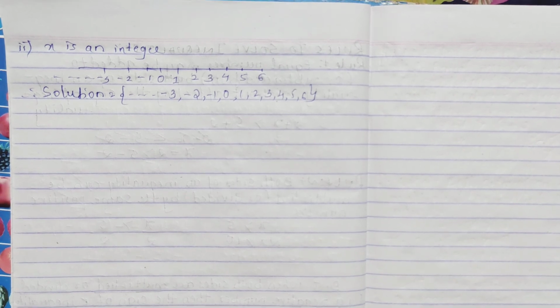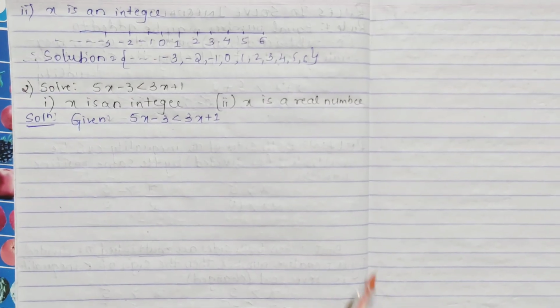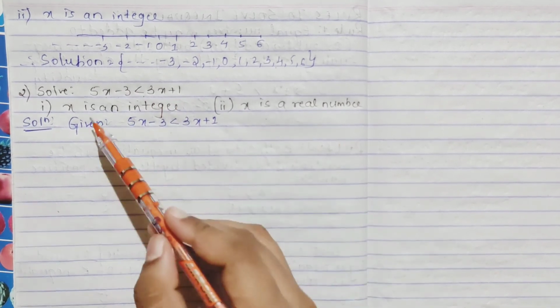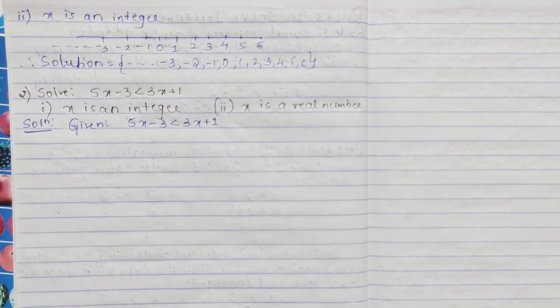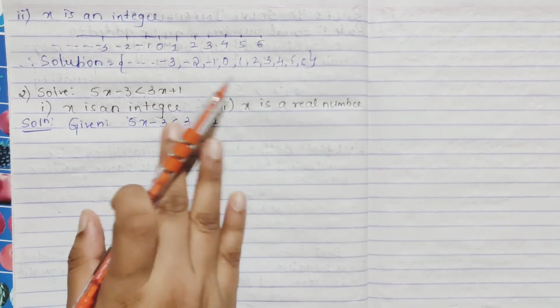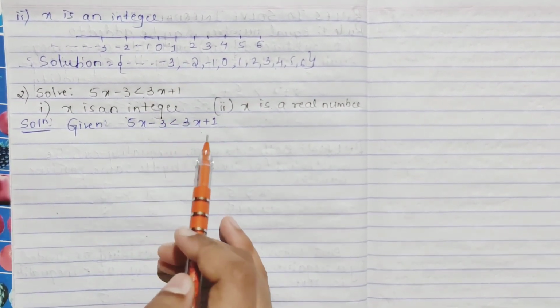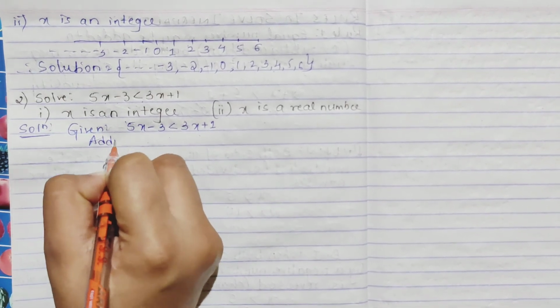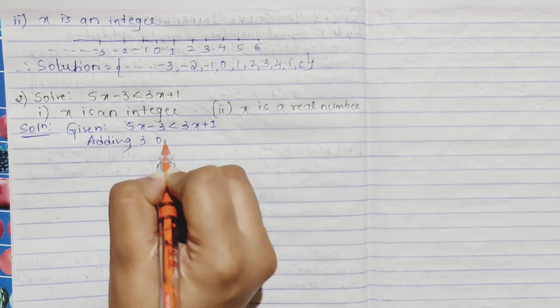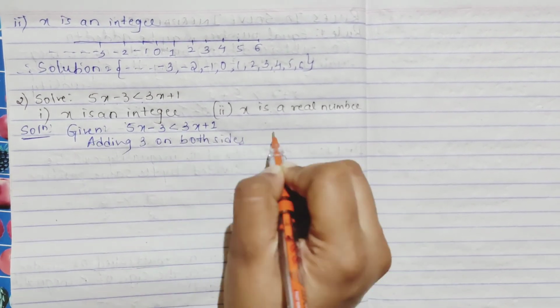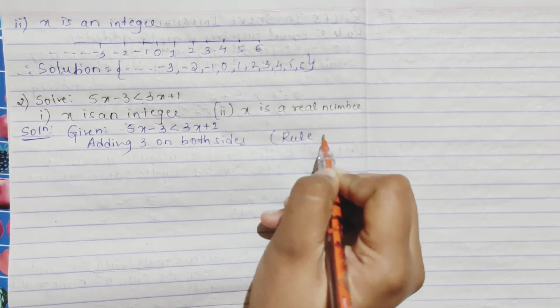One more example we'll try to do. So taking next example, I have taken 5x minus 3 less than 3x plus 1. Even here they have given their conditions later. X is an integer, x is a real number. For this we will solve. First we will solve 5x minus 3 less than 3x plus 1. So now what we have to do, adding 3 on both sides. Okay, adding 3 on both sides. Your rule 1 you are applying, right? If you want, you write here rule 1.